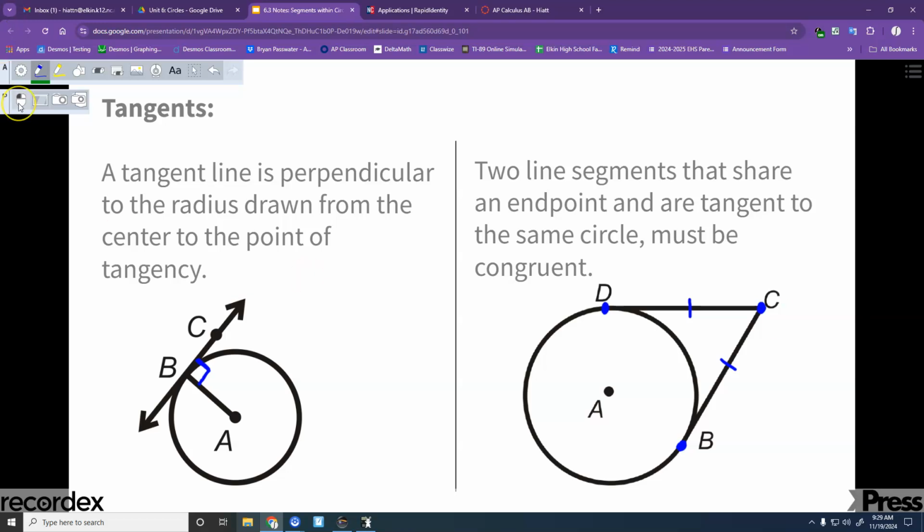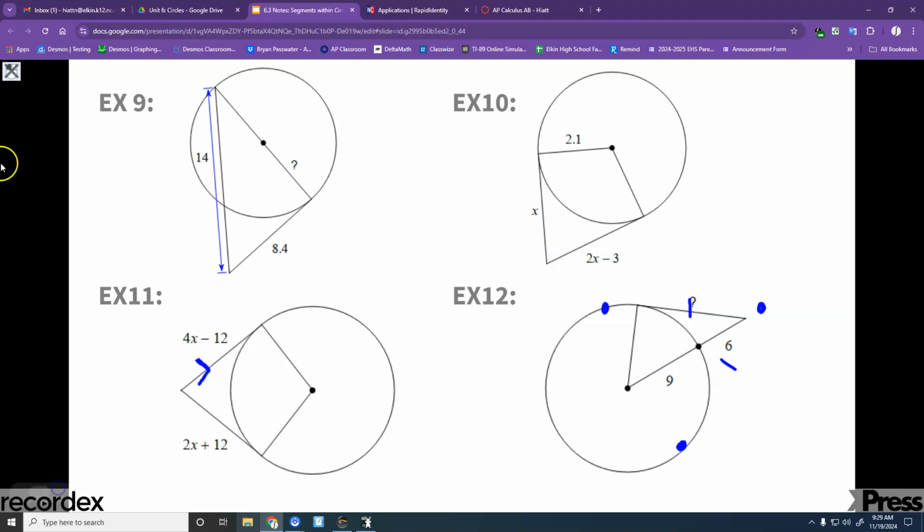Okay, questions? Okay, let's work through a few examples that involve some of this.